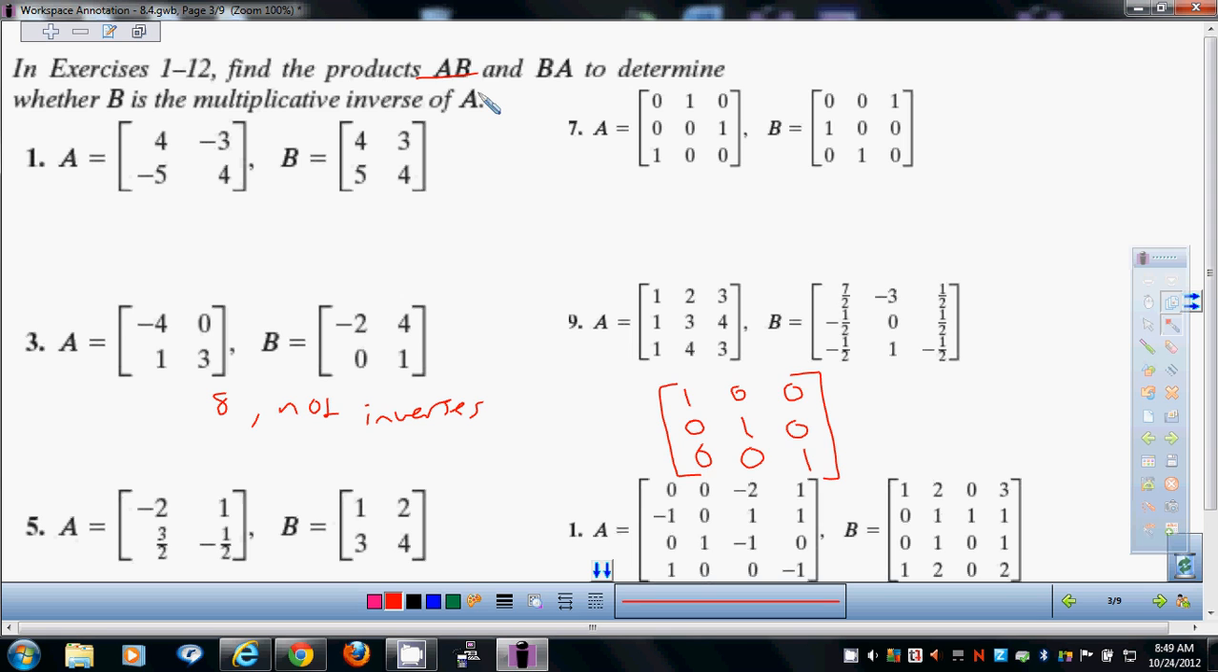Questions about what you're looking for? If it's the identity, they're inverses. If it's not, they're not. Okay.